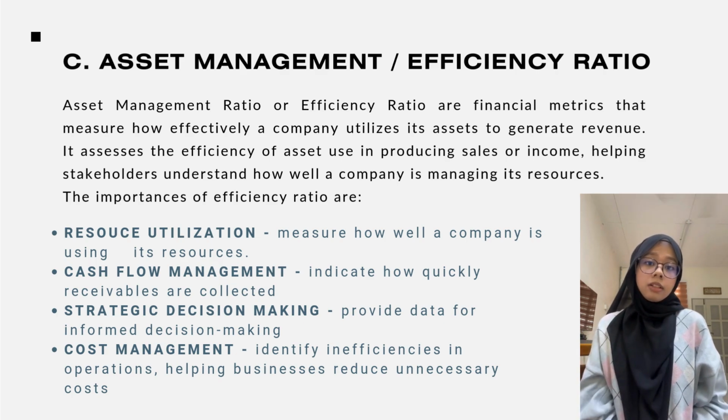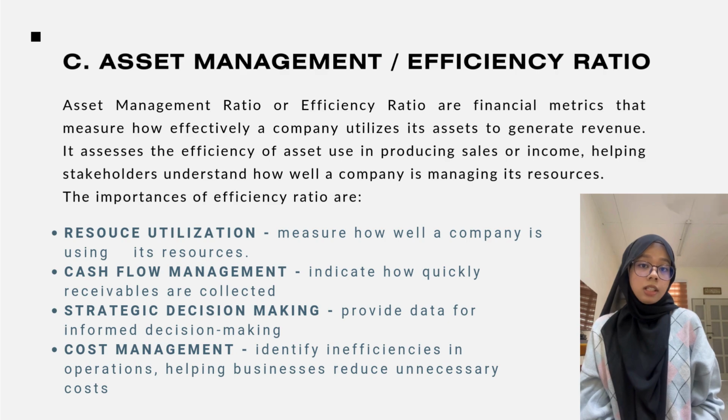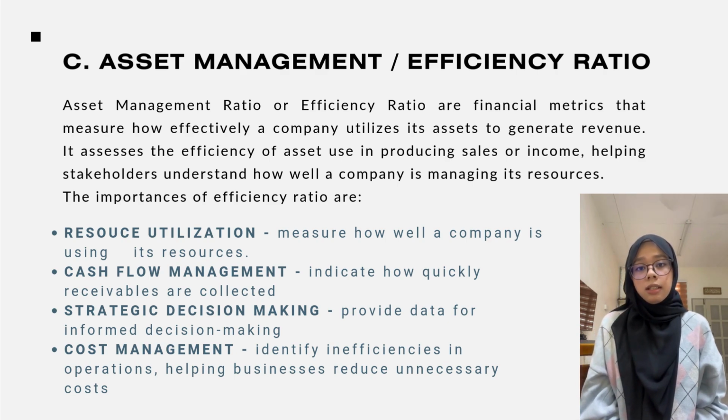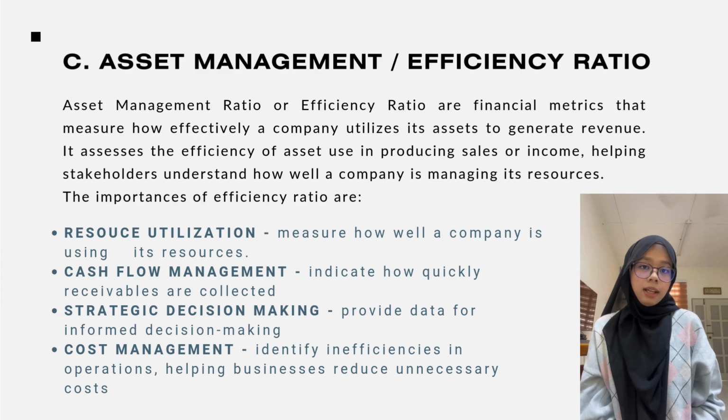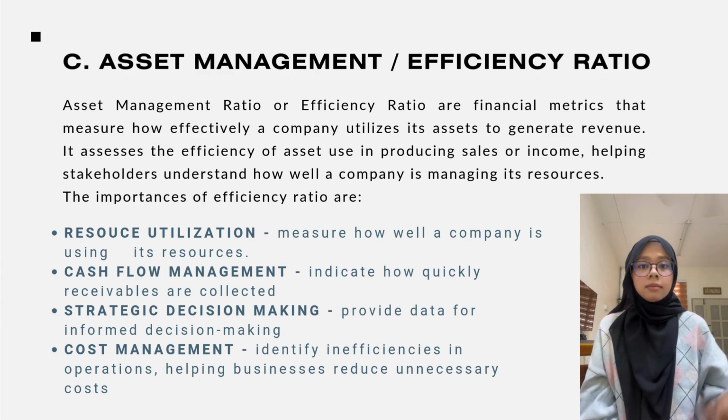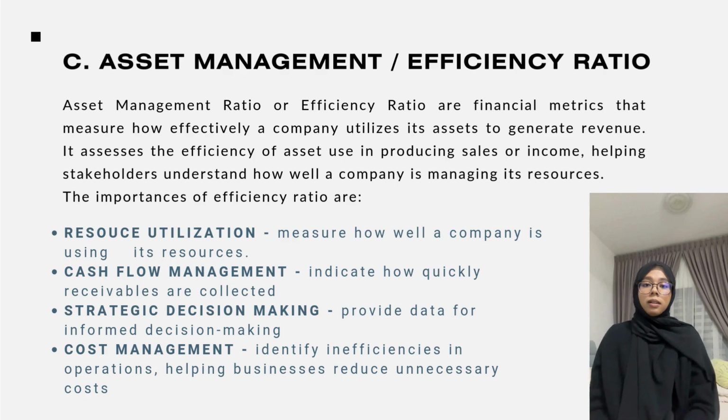And the third one is strategic decision making. So efficiency ratios provide data-informed decision making, such as adjusting production levels, inventory management, or credit policies. And then the last one is cost management. They identify inefficiencies in operation, helping businesses reduce unnecessary costs and streamline processes.